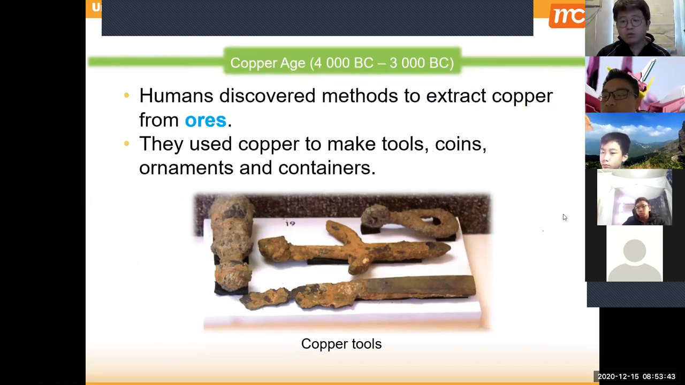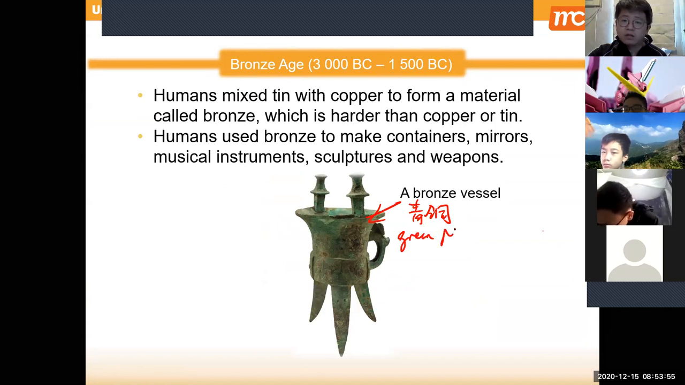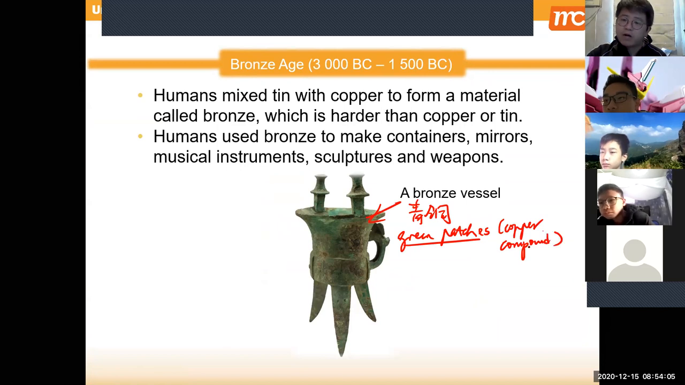How about the Bronze Age? Take a look at the next slide. You may see that bronze in Chinese, we call it Qing Tong. Why is it called Qing Tong? It's because of the green patches found on here. Wow, what are those green patches? It is in the form of a copper compound, while copper compound is found as green.